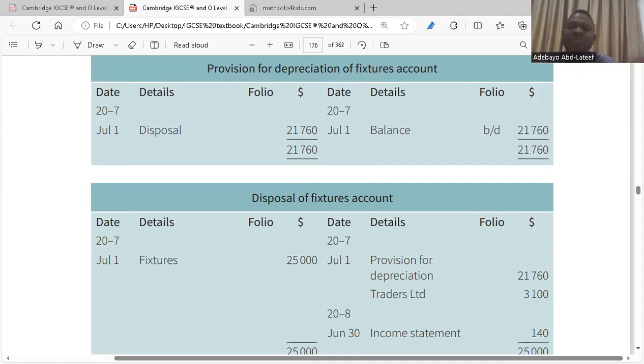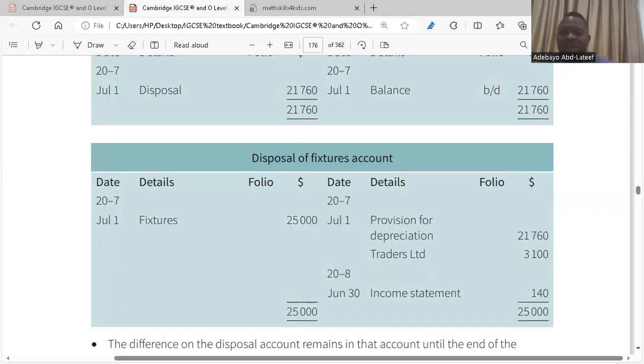And they said it is using the reducing balance method at a certain percentage. So that means the percentage is applied to the total amount, and you minus it from it. So whatever you get, minus 25,000, goes to your income statement. The fixture is 25,000. It stays on the debit side of the disposal account. That is what you are selling, yes or no?